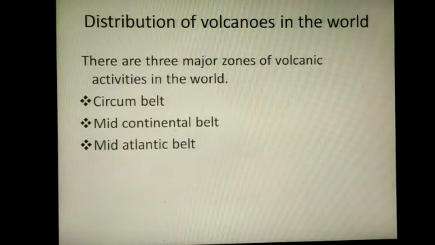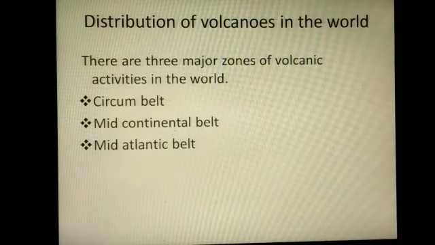Next, mid-continental volcanoes. This includes the Alpine mountain chain, the Mediterranean Sea and the fault zone of Eastern Africa. An important volcano is Mount Kilimanjaro. Mid-Atlantic belt. The belt represents the boundary of plates located along the mid-Atlantic ridge, and Saint Helena belongs to this region.